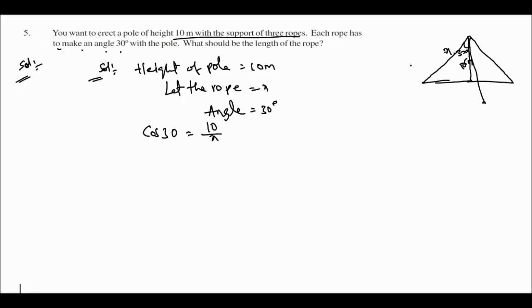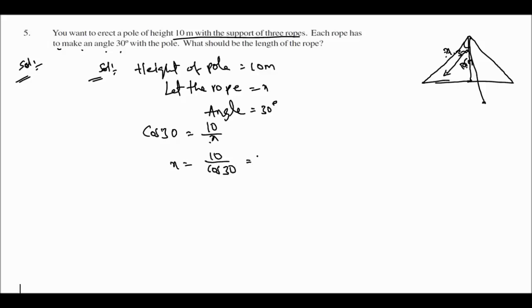From the figure, cos 30 is equal to 10 by x. So here 30, we are taking 30 from this side. So adjacent by hypotenuse. Cos means adjacent is how much here? 10 meters, and hypotenuse here is x.